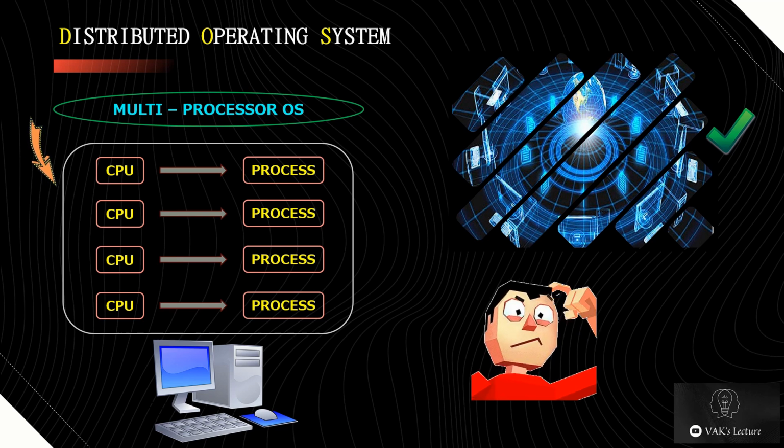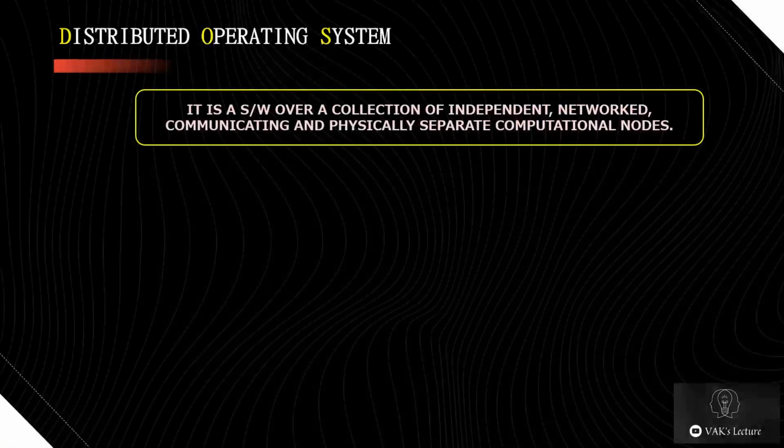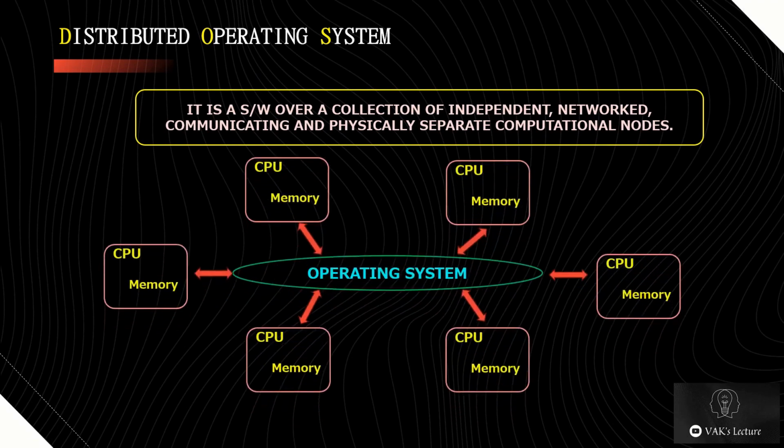So let us continue. A distributed operating system is a software over a collection of independent, networked, communicating and physically separate computational nodes. So by the definition, it may look something complex, but don't get any confusion. I will try to make it simple.